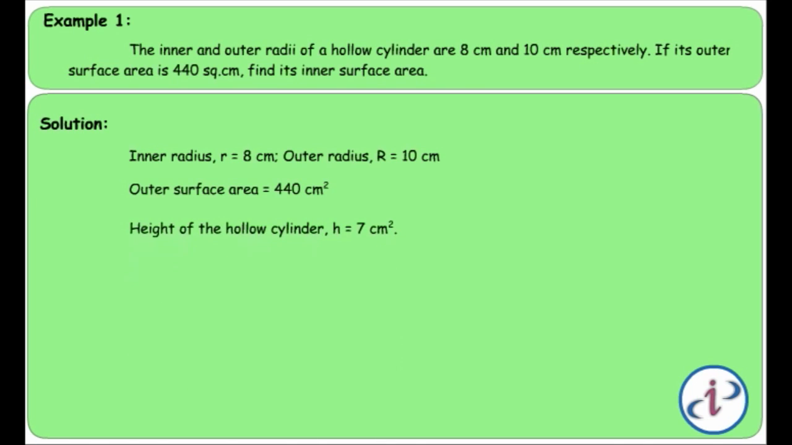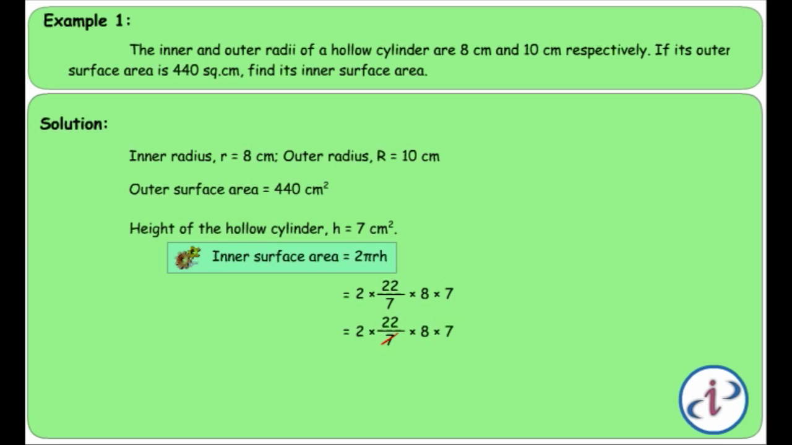We know that inner surface area of the hollow cylinder is equal to 2 pi r h. Substituting the value of r and h, we get 2 times 22 by 7 times 8 times 7. Cancelling 7, we get 44 times 8. It is equal to 352 centimeters squared. Thus, the inner surface area of the hollow cylinder is equal to 352 centimeters squared.